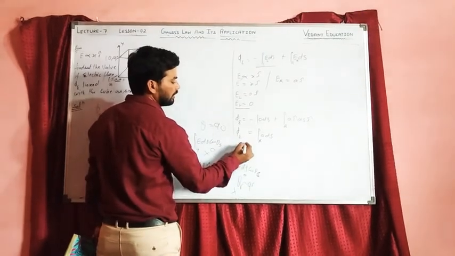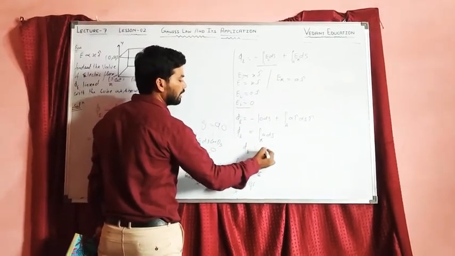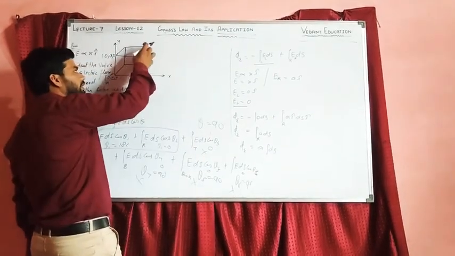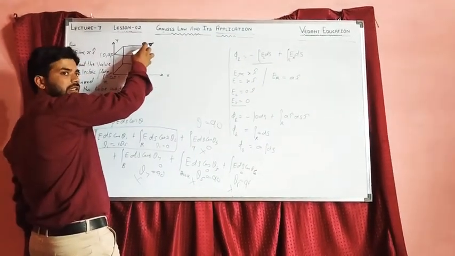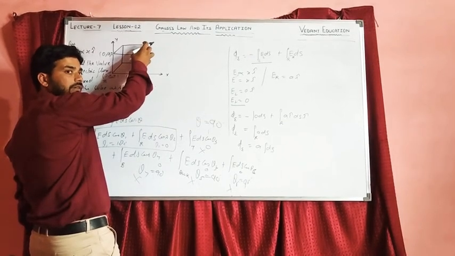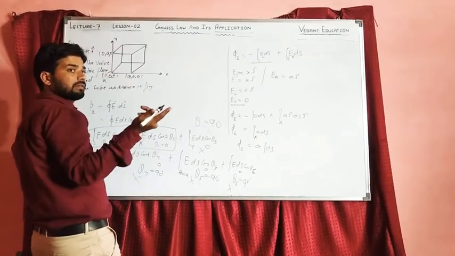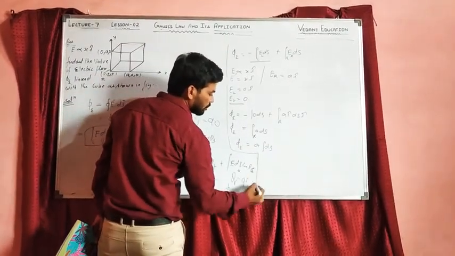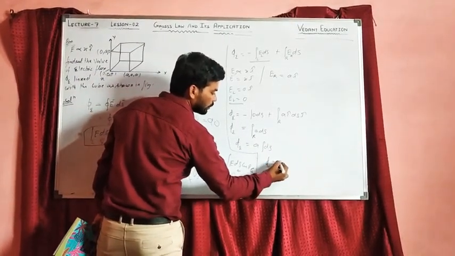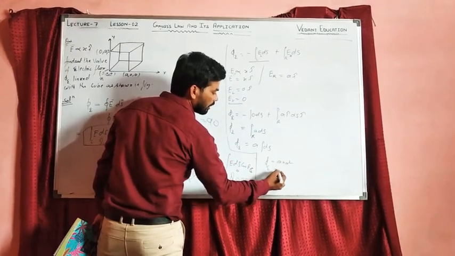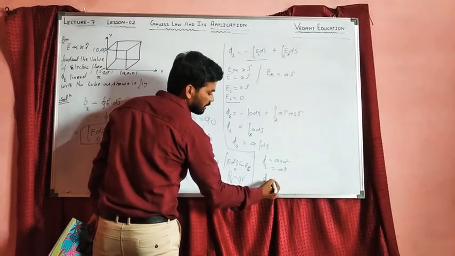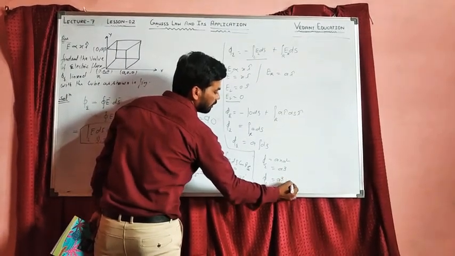So phi E is A integration dS. This integration dS is the surface area of this face. It is a square sheet of length A, so the area of the square is A square. So phi E equals A into A square, which becomes A raised to power 3 Weber. So the net flux is A raised to power 3 Weber.